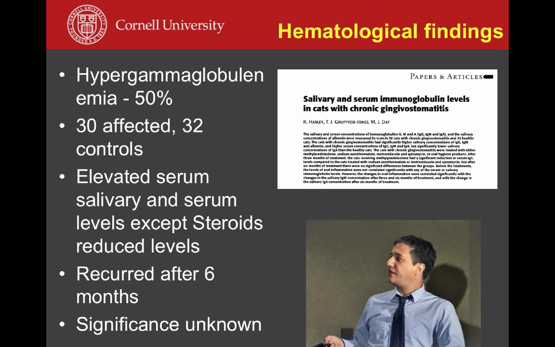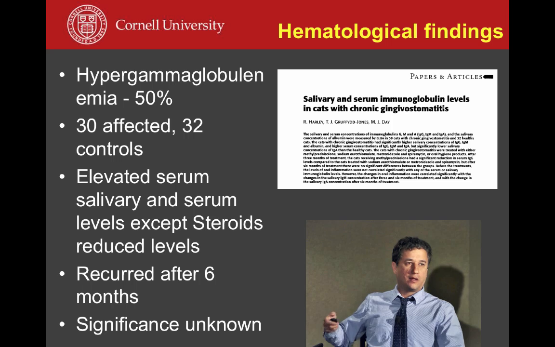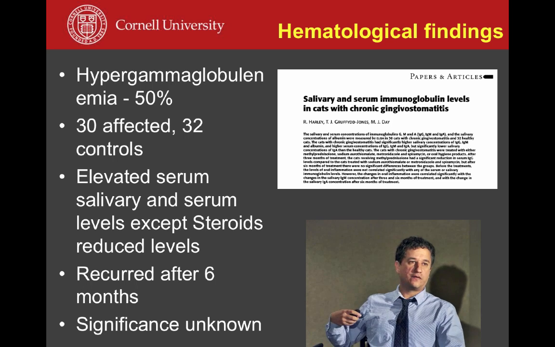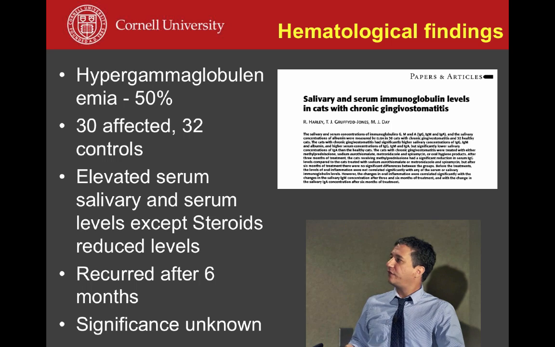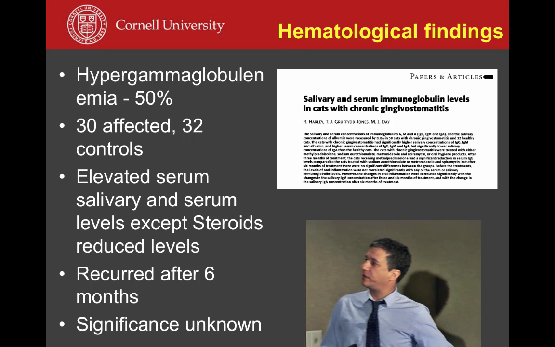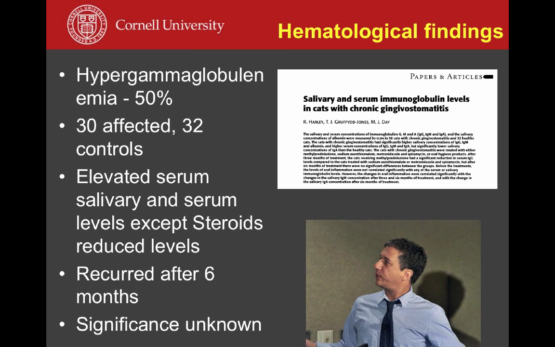The blood tests, I would say there's no typical finding except that in about 50% of affected cats you will find elevated globulin levels. That is probably the reflection of just the chronic severe inflammatory condition. In one study, they looked at 30 affected cats and 32 controls, and this is where they came up with that number. And in practice, from my own personal experience, the number is probably higher than this.